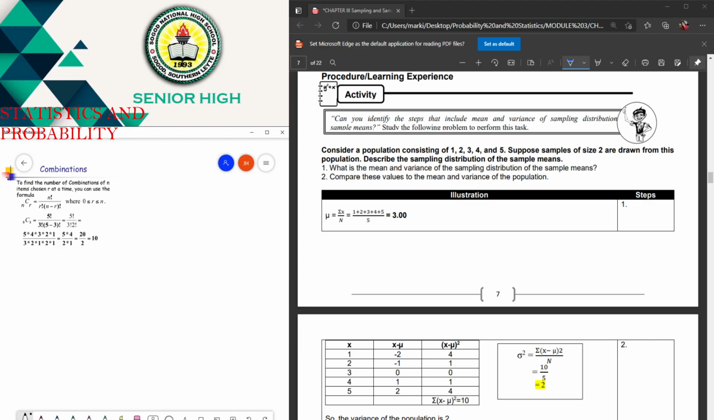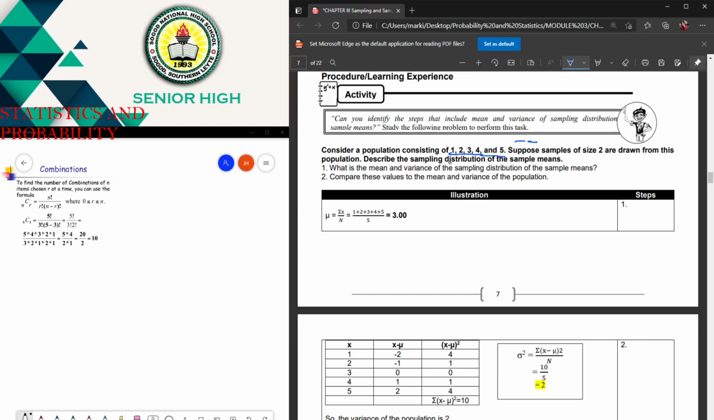So we have here an example. Consider a population consisting of 1, 2, 3, 4, and 5. So these are given. Suppose samples of size 2 are drawn from this population. So again, your population is 1, 2, 3, 4, 5, and we are just going to choose 2 out of these 5.